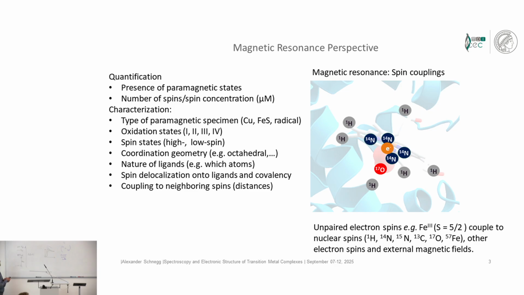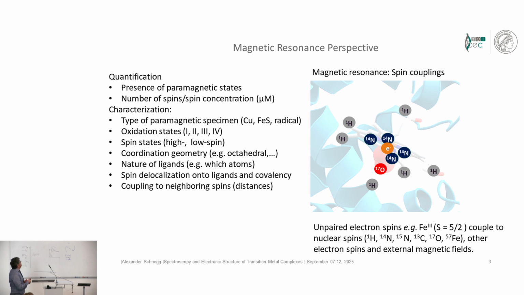What do we get from evaluating these pieces of information? Well, we can quantify spins in our sample. This is particularly important in electron paramagnetic resonance because it allows us to count unpaired electrons and therefore determine, for example, how much of the iron which you have in your sample is in a particular oxidation or spin state.